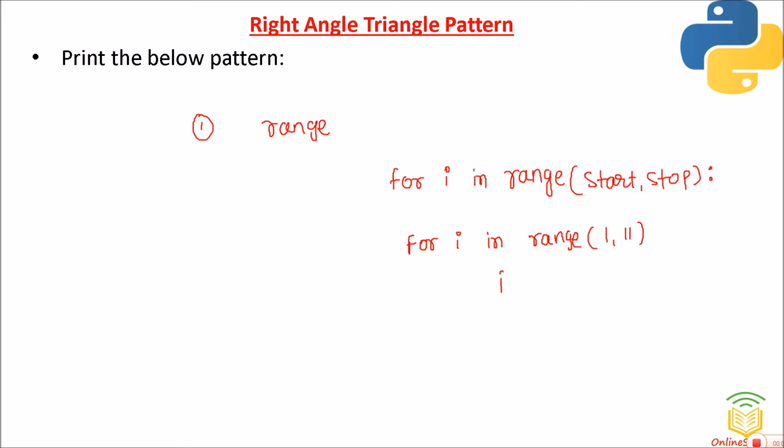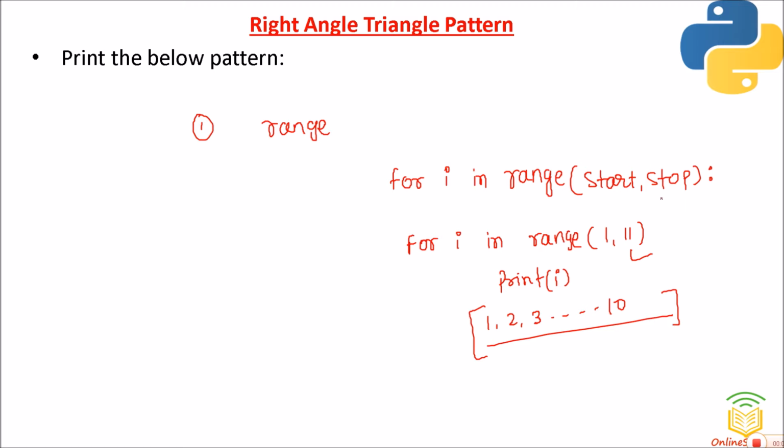Now friends, if you write print i here, then it will print from 1 to 10. Okay, and friends, why 1 to 10? Because the range function includes the start value, but it will not include the stop value. So it will be 1 less than that.